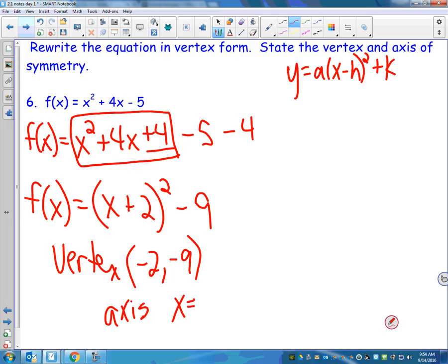The axis of symmetry is x equals negative 2. I'll tell you what happens on tests and quizzes. People say the axis is negative 2, and then they miss a point because they didn't write it as an equation. So x equals negative 2. As it's an equation, it's a line, not a point. Okay, let's do a harder one.